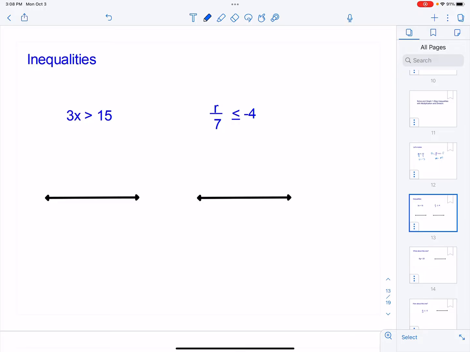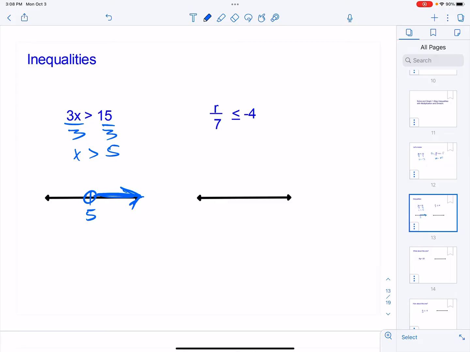So here I've got 3x is greater than 15. Well, I don't want to know about 3x. I want to know about x. So to get rid of a multiply by 3, I divide by 3. And I end up with x is greater than, and then 15 divided by 3 is 5. So if I do a quick graph, we'll put a tick mark, put a 5. Since it's just a greater than, I'm going to do an open circle on 5, and I'm going to shade for values that are to the right of it.